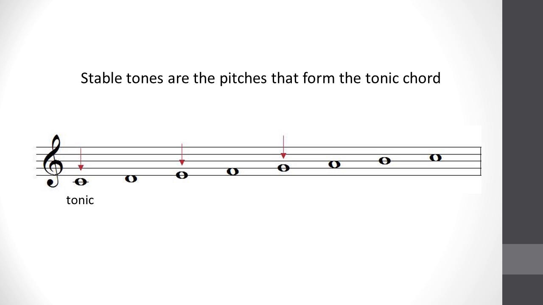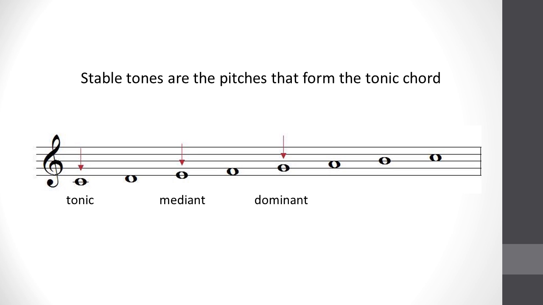Pitch 1 is called the tonic pitch. It is always the most stable tone in any particular key. Pitch 5 is called the dominant pitch. It is the second most stable tone in any particular key. Pitch 3 is called the mediant pitch. It is the third most stable tone in any particular key.